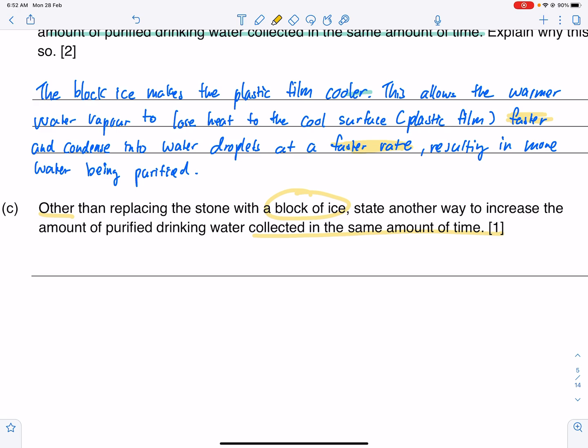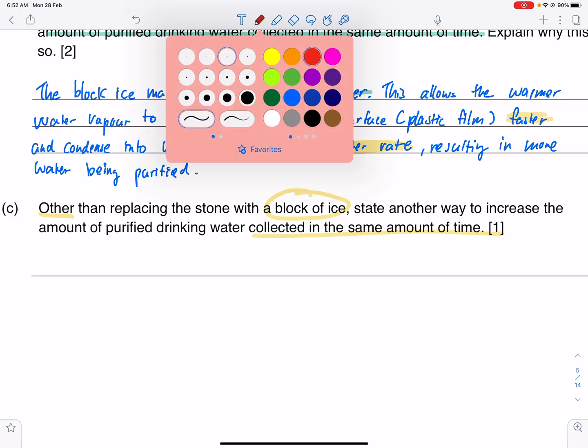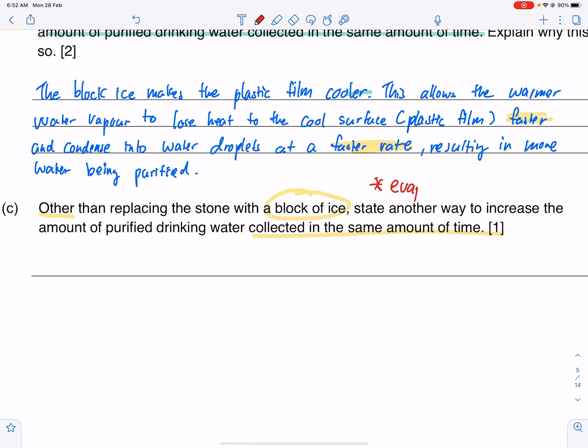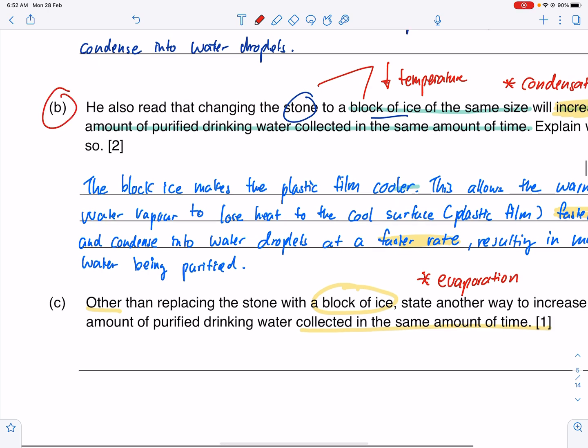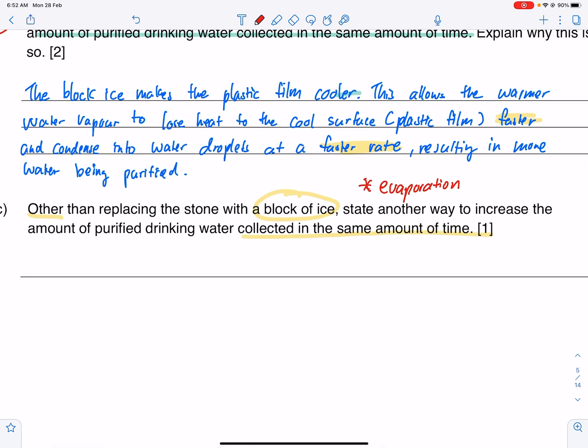So now the question is really asking you, how do you then increase the water cycle by increasing rate of evaporation instead of condensation? So remember, there are two processes that drive the water cycle, right? So we've talked about condensation in B. So now the question wants you to talk about evaporation in C. So when you talk about evaporation, remember, you can use WET to help you.